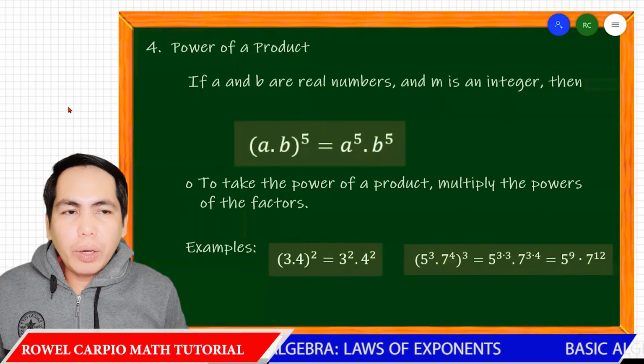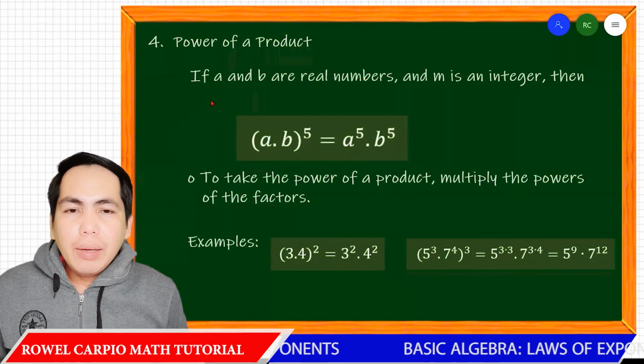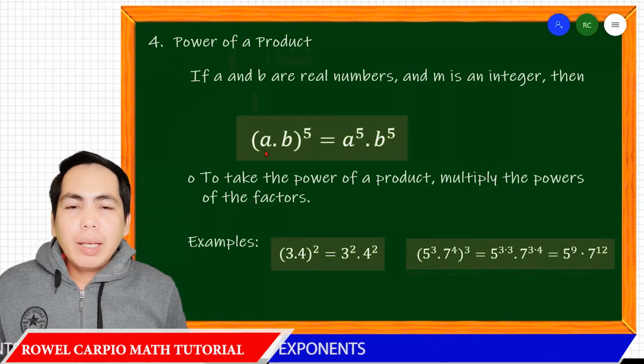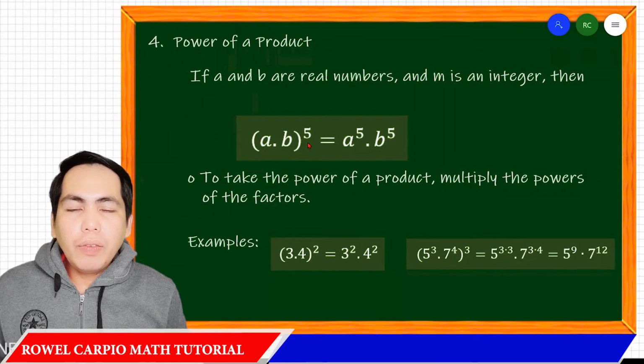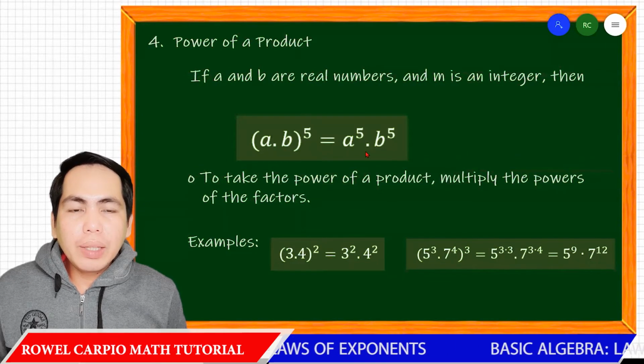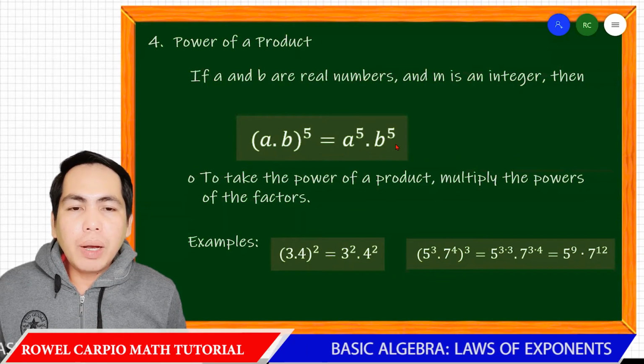Let's have number 4. We have here, if a and b are real numbers and m is an integer, then the quantity of a times b raised to the power of m is equal to a raised to the power of m times b raised to the power of m.